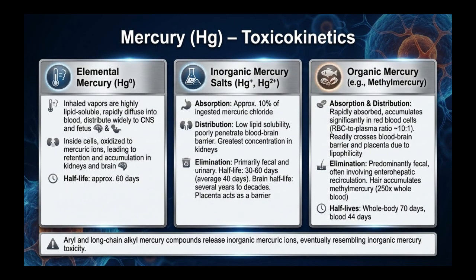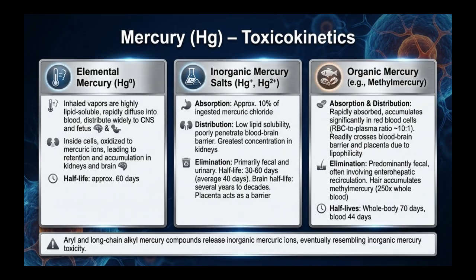The toxicokinetics of mercury vary significantly depending on its form. Elemental mercury is primarily absorbed through inhalation of vapors, which are highly lipid-soluble and quickly diffuse into the bloodstream. Once inside cells, elemental mercury is oxidized to mercurous and mercuric ions. These ions are less lipophilic, leading to their retention and accumulation, particularly in the kidneys and brain. Mercury is eliminated from the body via expired air, urine, and feces, with about 10% of inhaled mercury being expelled within the first few days. The entire body's half-life of elemental mercury is approximately 60 days, though it can range from 35 to 90 days.